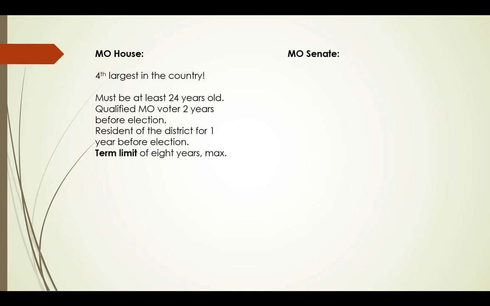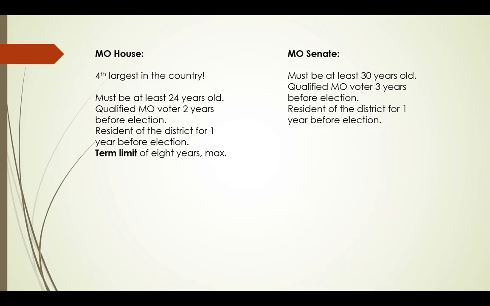Now, in the Missouri Senate, threshold's going to be a lot higher, and you got to be 30, which is a direct mirror of what it takes to be in the United States Senate. And you need to be a qualified Missouri voter for 3 years before the election. So you see the thresholds going up a little bit, right? Although the last one is the same. You do need to be a resident of your district for 1 year prior to election.